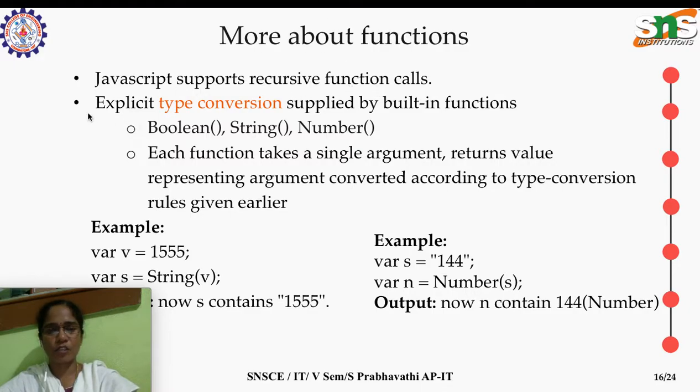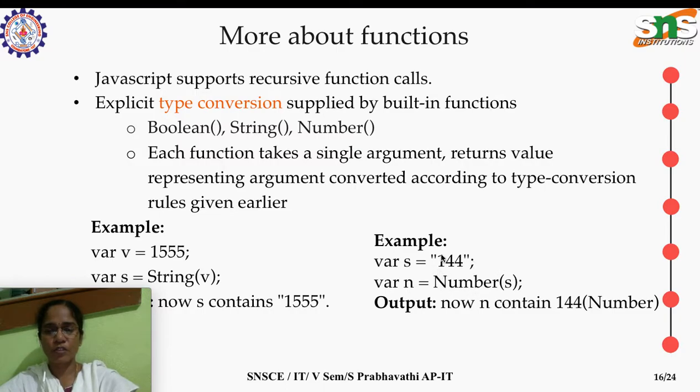And talking about explicit type conversions using the built-in functions like Boolean, String, Number. We can explicitly convert one type to another type by using these built-in functions. Here is an example: a variable s equal to some string. This is a string, though the number is 144, it is double quoted, so it is said to be a string.